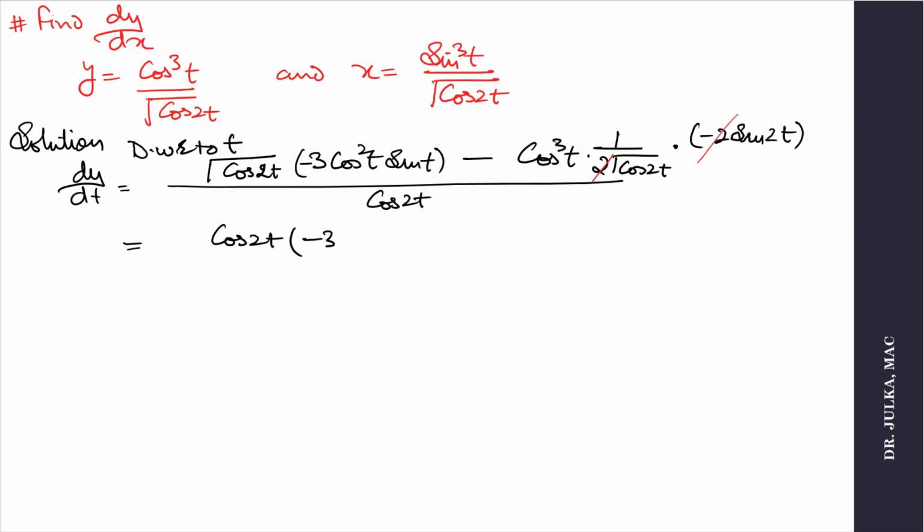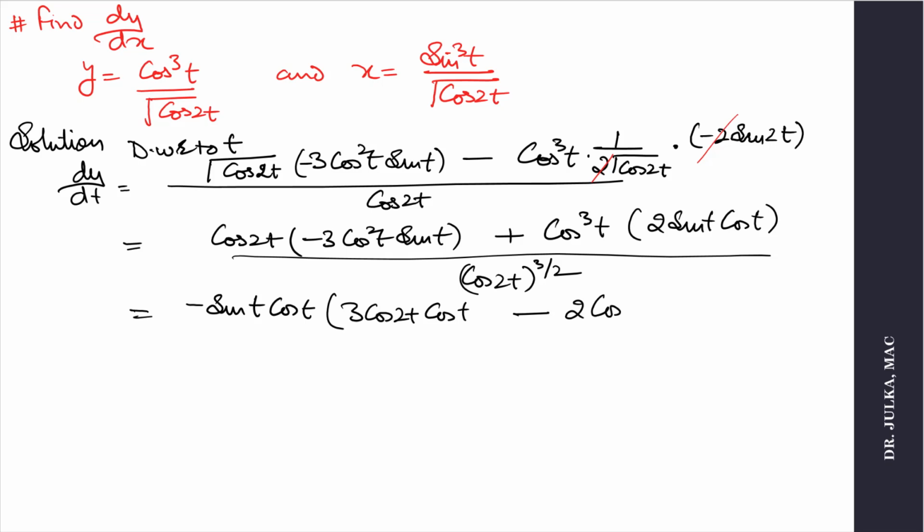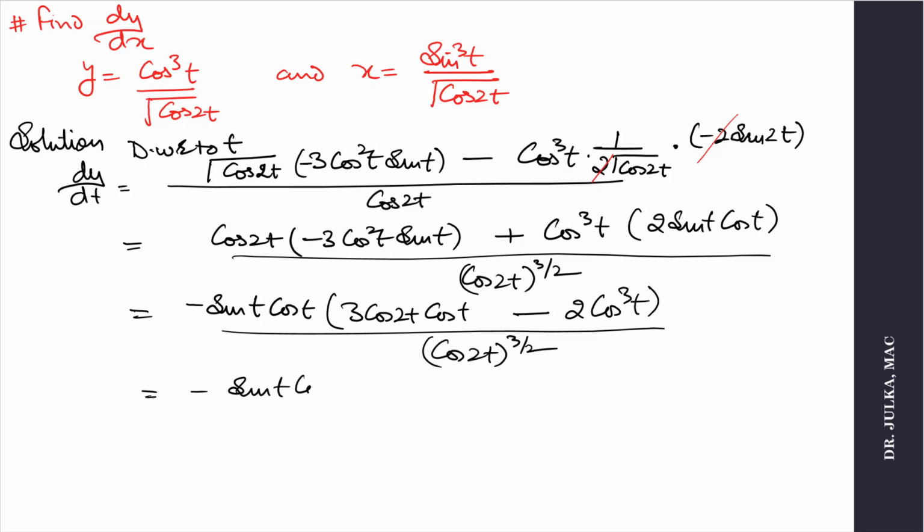Now multiply numerator and denominator both by root cos 2t, and we'll get cos 2t multiplied by minus 3 cos square t sin t plus cos cube t multiplied by sin 2t, which equals 2 sin t cos t, and the whole divided by cos 2t whole raised to power 3 by 2. Now we'll take minus sin t cos t common, and we'll get 3 cos 2t into cos t minus 2 cos cube t, and the whole divided by cos 2t raised to the power 3 by 2. Now we put the formula of cos 2t, which is 2 cos square t minus 1.